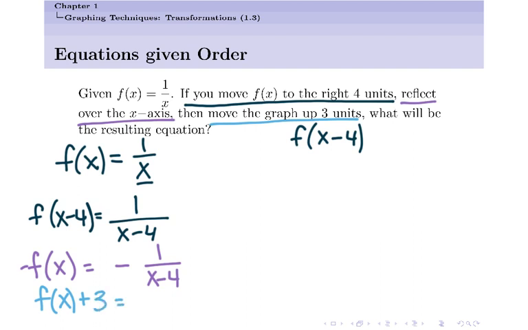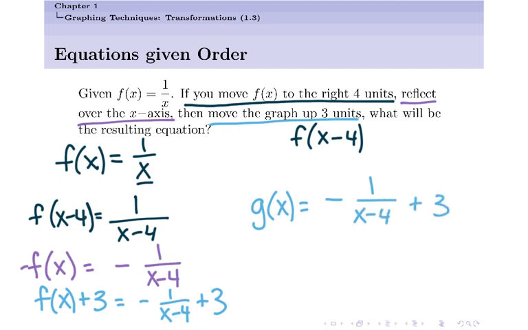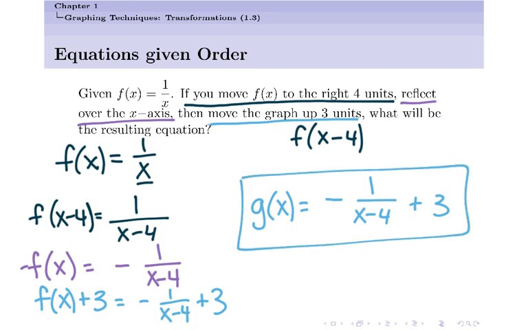See how I'm following the rules exactly? Then it says what will be the resulting equation. Well, we're done. So my final equation, usually you can call it something else, g of x is equal to negative 1 over x minus 4 plus 3. This will be my final answer. Notice you have to follow the order they give you.